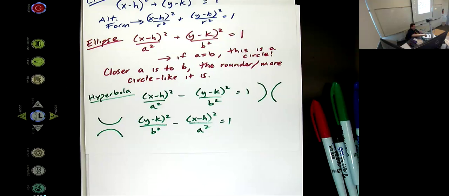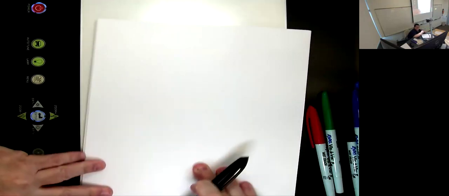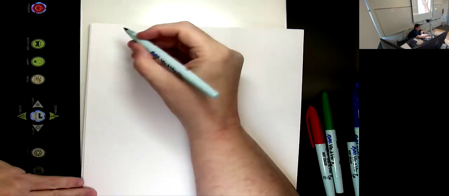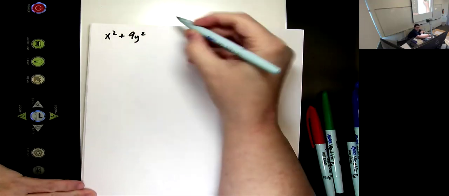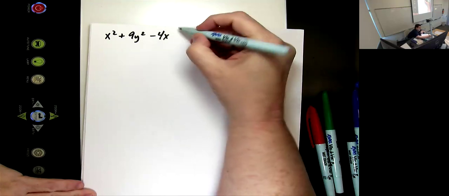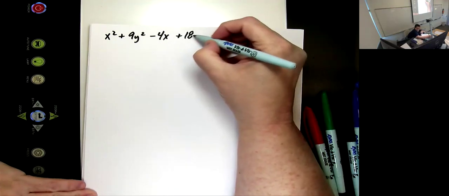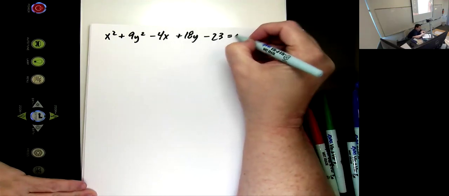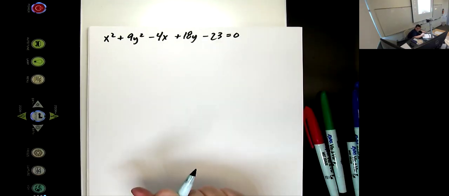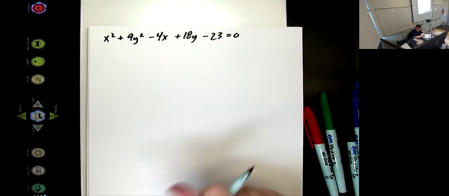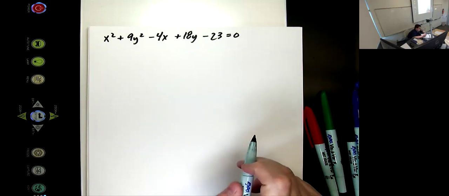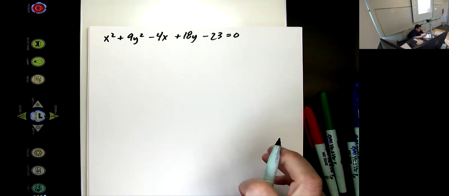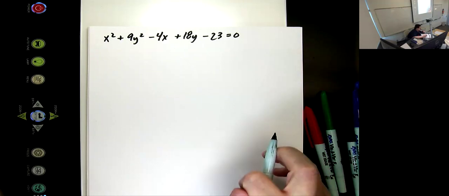All right, that one's calling to me. Let's do that. We're gonna do x squared plus 9y squared minus 4x plus 18y minus 23 equals 0. So we want to write it in terms of some type of conic.